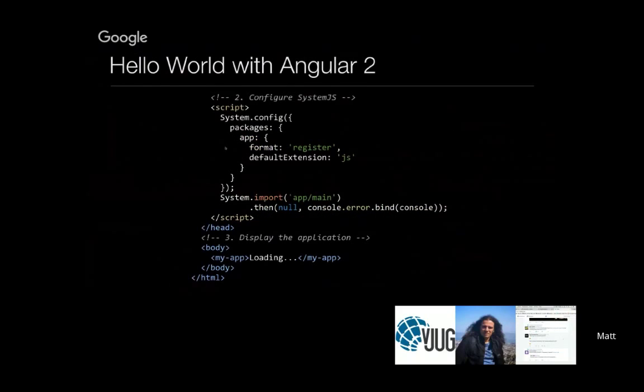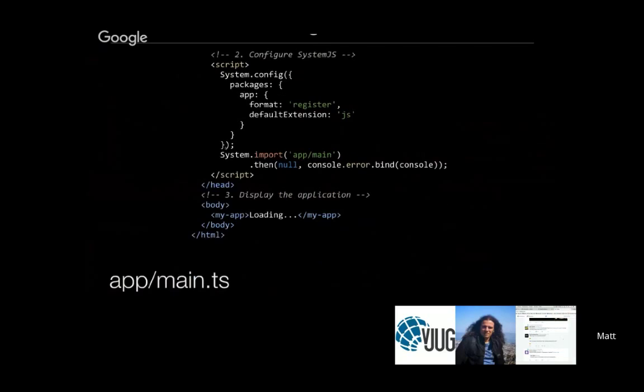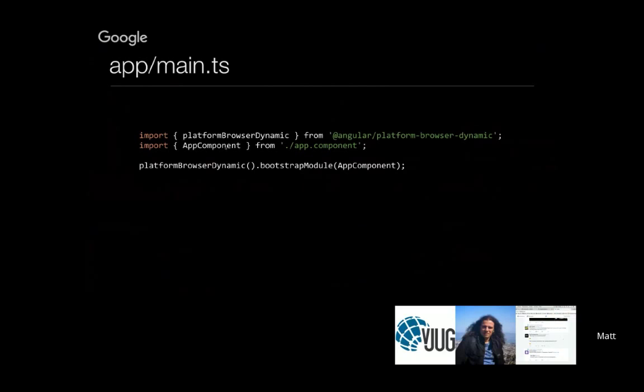You have to configure system.js, and of course you could take this 10 lines of code and put it in a JavaScript file, but this is how system.js basically registers Angular, and then it imports an app.main file. And then that app.main is what's rendered in that component at the bottom where it says my app and it's loading.